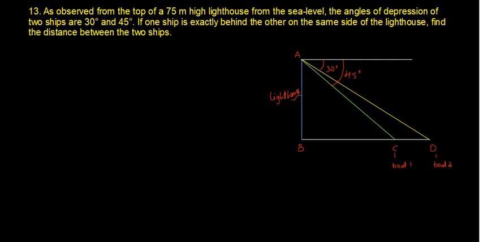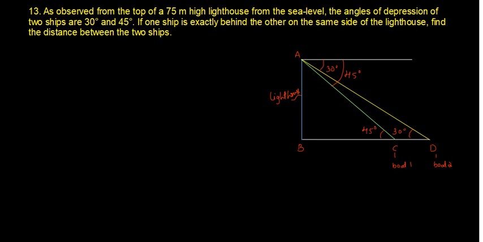So if this angle is 45°, then this angle should also be 45° because of alternate angles. If this is 30°, this angle should also be 30°, because of alternate angles. So I'll write it out. This is 30 and this is 45.